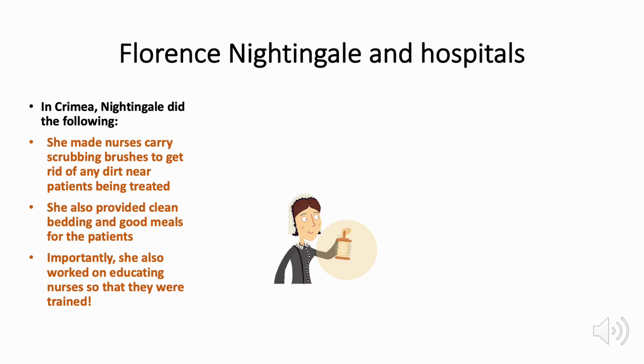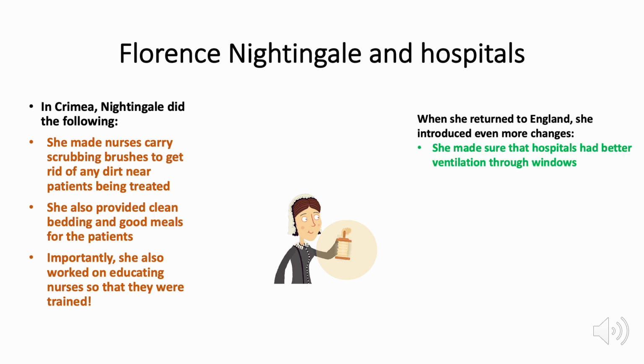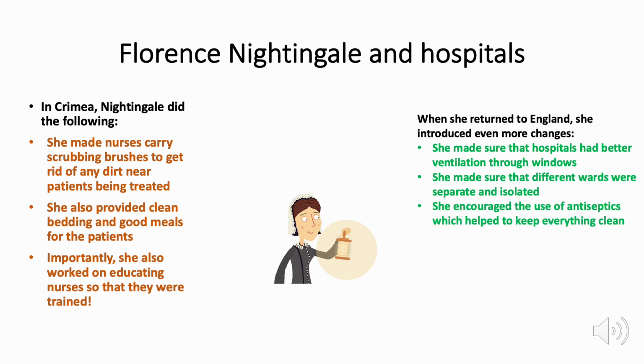Okay, that's really important. When she returns to England, unlike her counterpart Mary Seacole, she's able to introduce a lot more changes. Okay, thanks in part to her race. So first of all, she makes sure that hospitals had better ventilation through windows. She makes sure that different wards are separate and isolated so that the spread of disease is limited. She encourages the use of antiseptics to help keep everything clean.